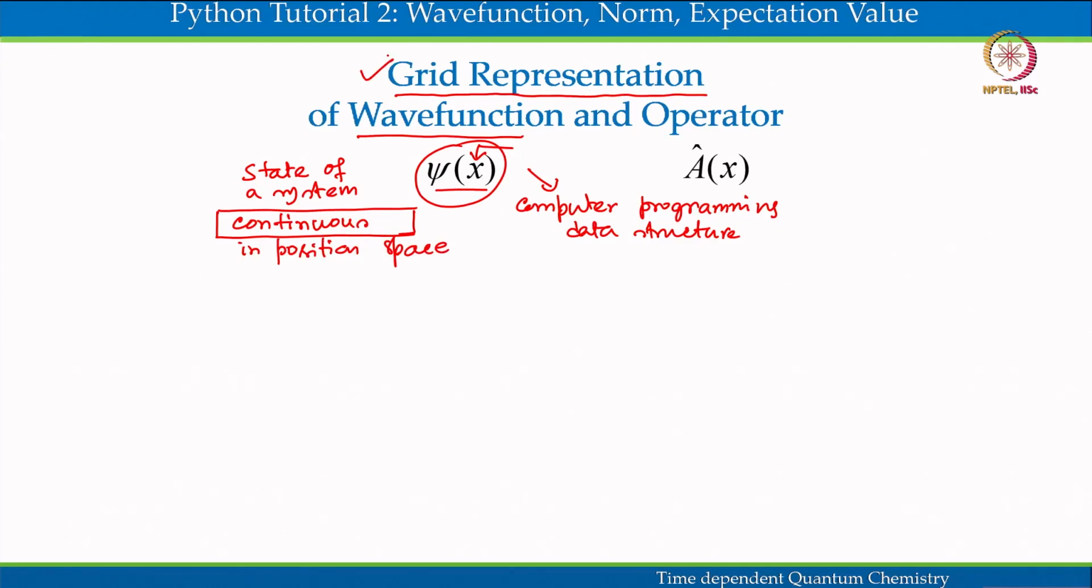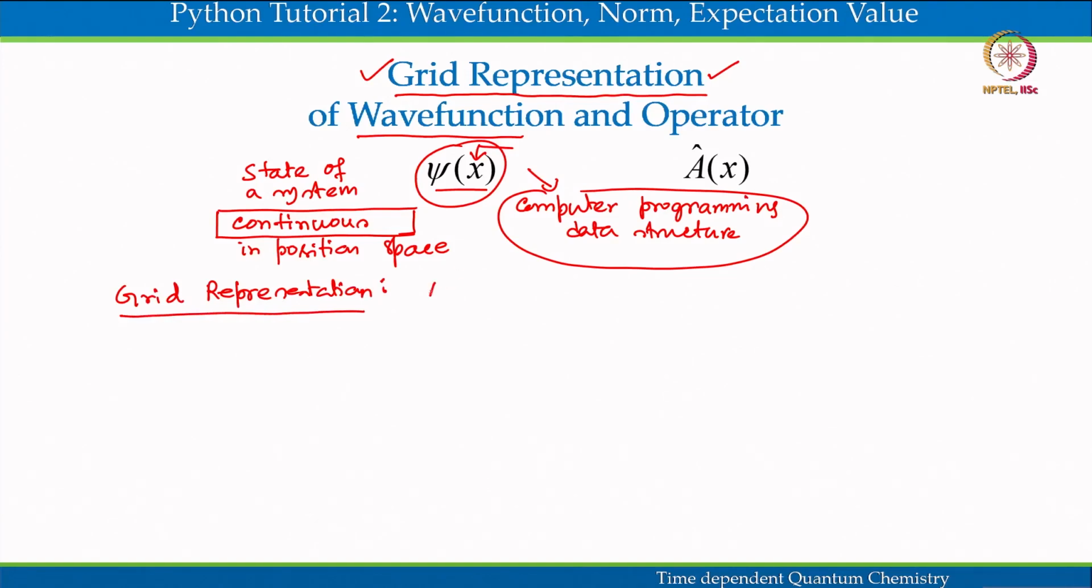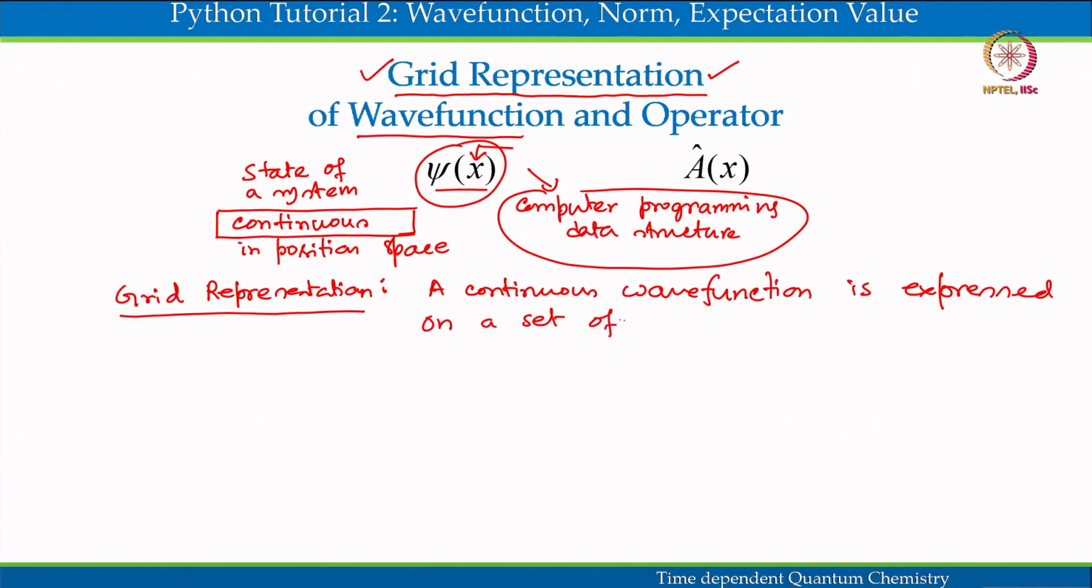But in the grid representation, the representation which we will use to represent a wave function in the computer programming data structure, a continuous wave function is expressed on a set of position grid points. So what does it mean?